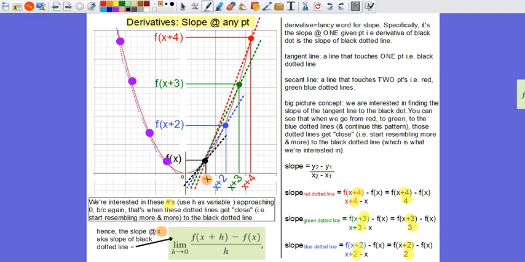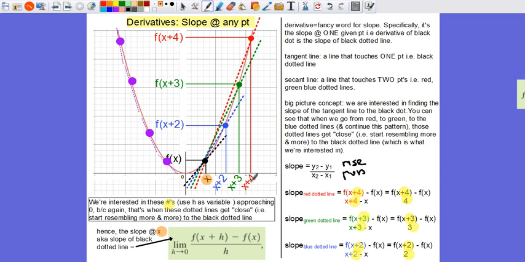Here's the deal. Let's start easy. This is your equation for slope. Slope is basically rise over run, which is this equation. You learned that from IM1.